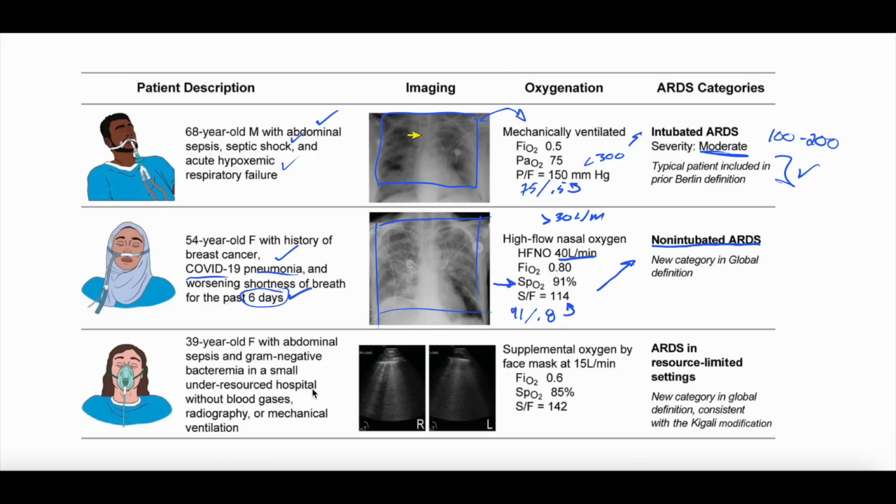And this is the resource limited example, 39-year-old female, abdominal sepsis. So that's an acute event. Gram-negative bacteremia, that's an acute event. Under-resourced hospital without blood gas lab, without radiography, and without mechanical ventilation.